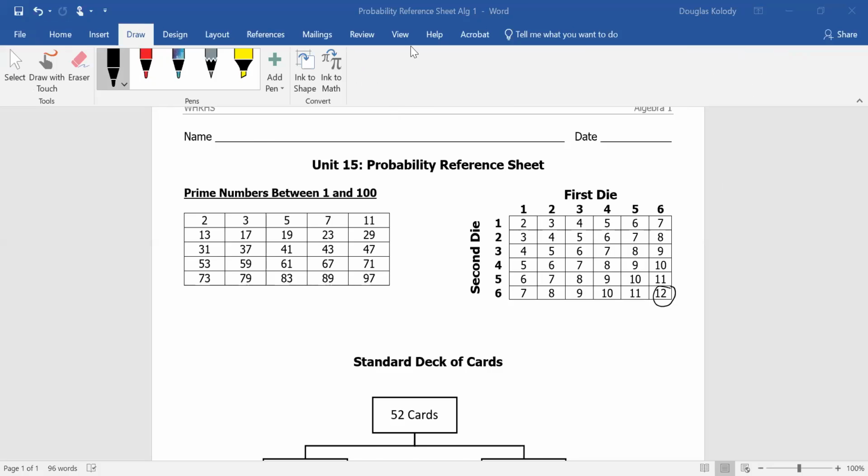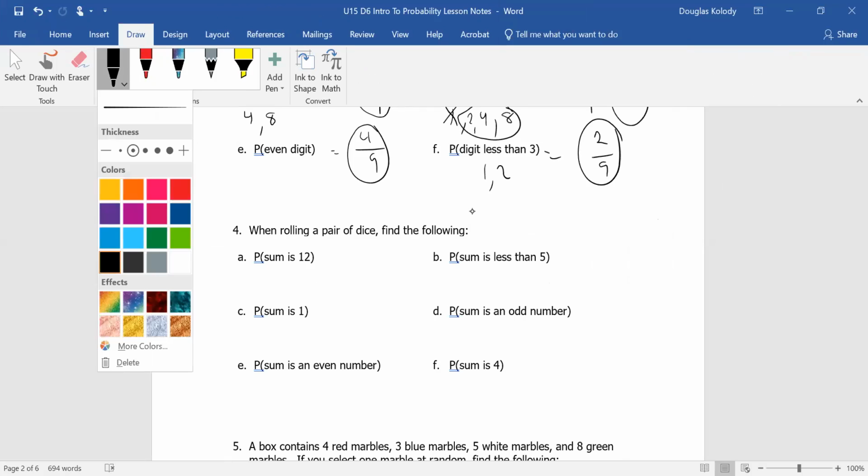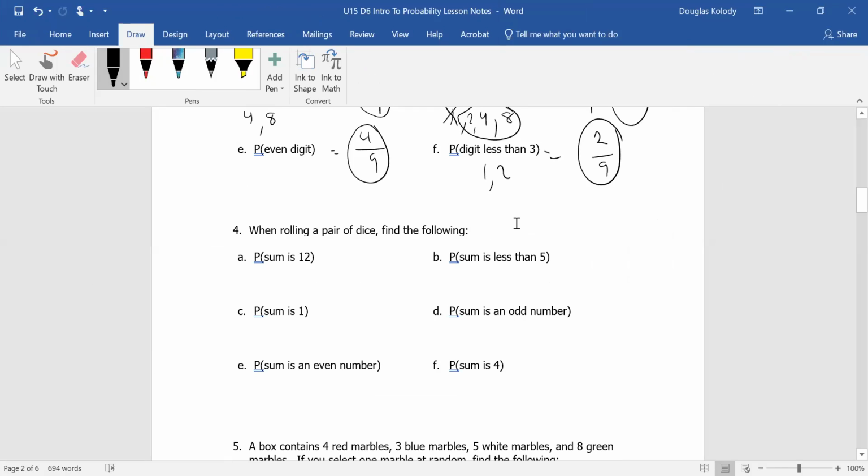So I'm going to write that. When rolling a pair of dice, you have 36 outcomes. So this is going to be 1 out of 36.